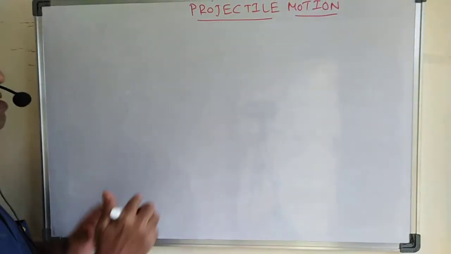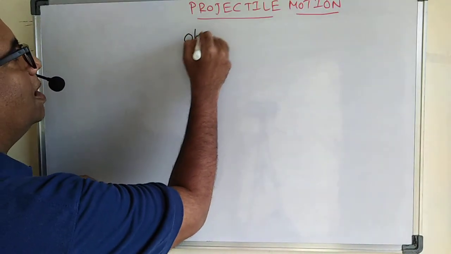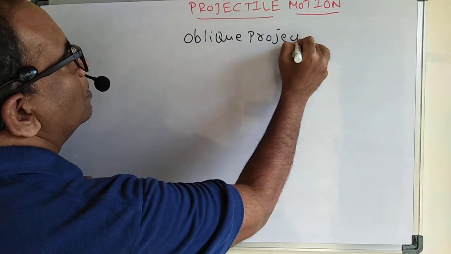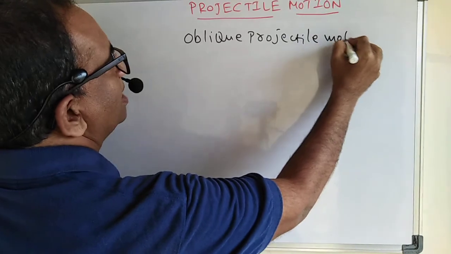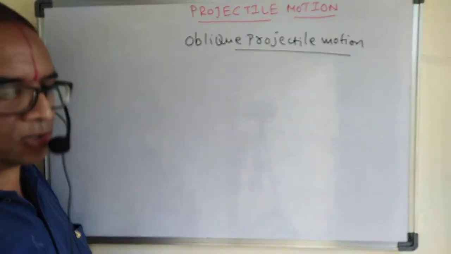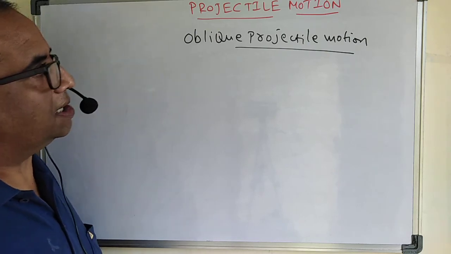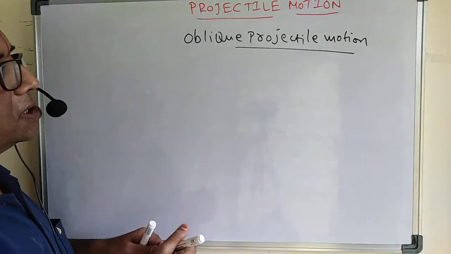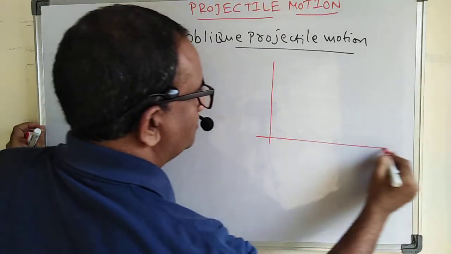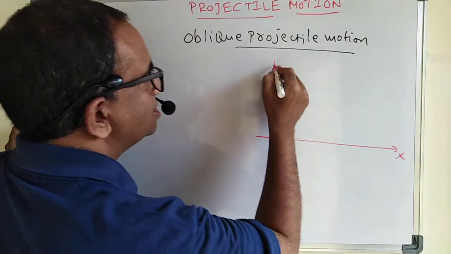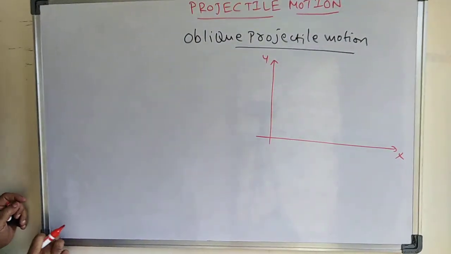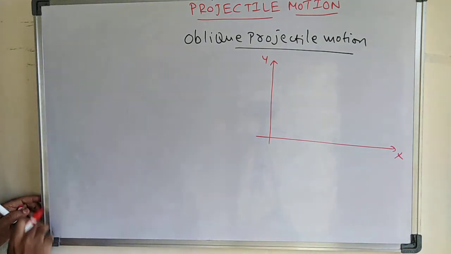Okay, so let us start our class with oblique projectile motion. What is this oblique projectile motion? When an object is thrown at an angle theta with the horizontal, then that is called oblique projectile motion. Observe it carefully. Here we have this x-axis, and this is the y-axis. You can say this entire board: this one is the x-axis and this one is the y-axis.